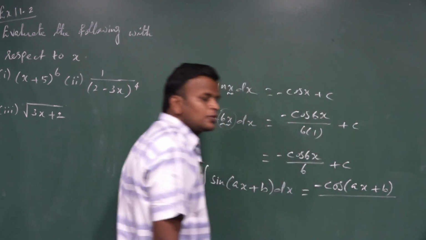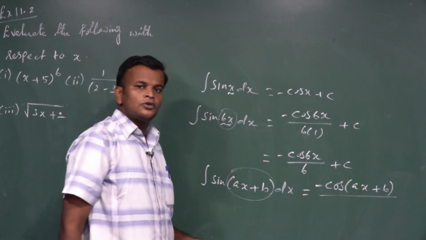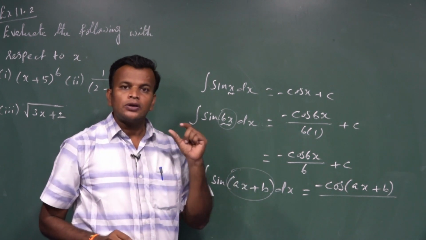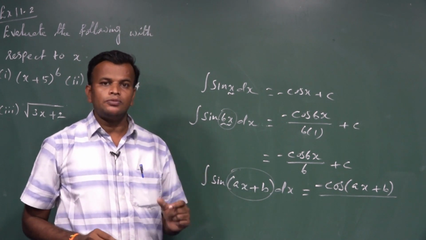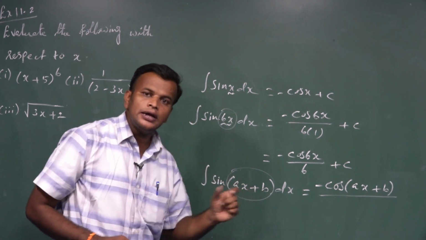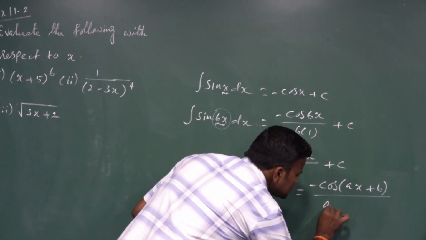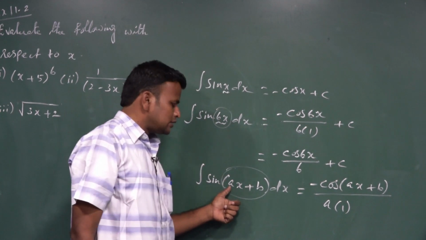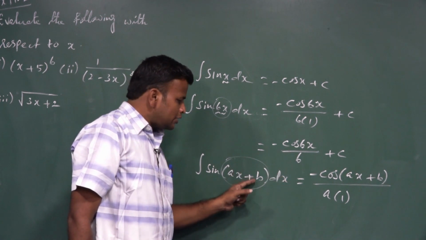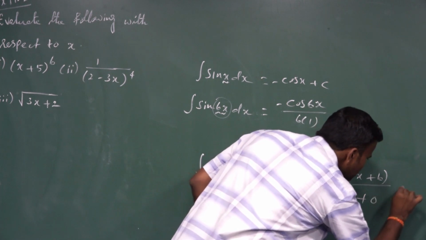What is the next step? It is a composite function. Instead of x here, ax plus b is there. So we differentiate the bracketed function with respect to x, and we put the answer in the denominator. As we already said, in ax plus b, a and b are constants and x is the variable. So the derivative is a into 1. a is a constant multiplied with x, so a. The derivative of x with respect to x is 1. Plus b is a constant, so its derivative is 0, plus c.